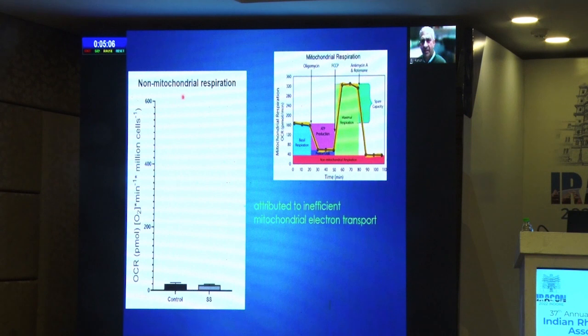This slide shows the non-mitochondrial respiration of the T cells for Sjogren's syndrome subjects compared to the controls. While there's a slight decrease in the non-mitochondrial respiration, which is attributed to the inefficient mitochondrial electron transport, the difference between the Sjogren's syndrome and the control is not significant.